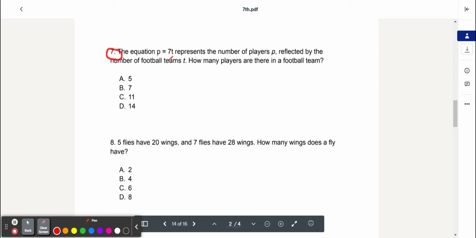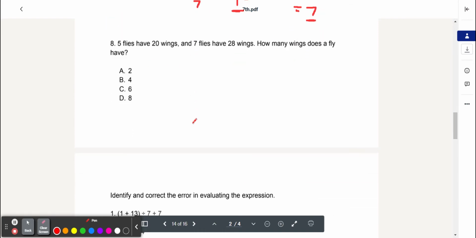So, we know that P means players and T means teams. If we look at the equation, P equals 7T, that means for every one team, there's going to be 7 players. Because if you look at it, you can plug 1 into T. So P equals 7 times 1, which is just 7. So there's 7 players per one team, which means the answer is B.